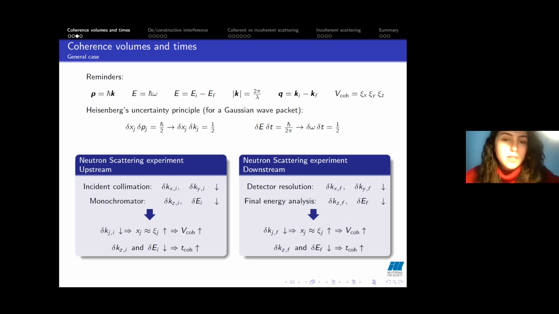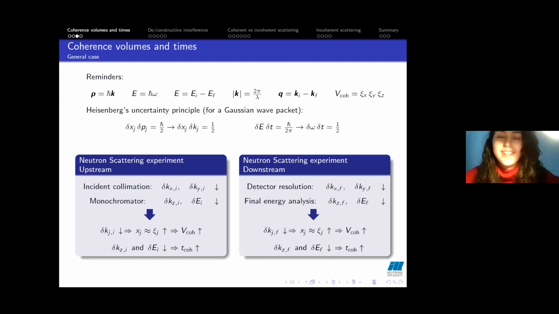Something similar happens at the final stage of our experiment, in the downstream, when we detect our neutrons after they have interacted with our sample. We, of course, want to have the best resolution possible when we do an experiment. So we want to know the exact momentum and exact energy after these neutrons have interacted with our sample.